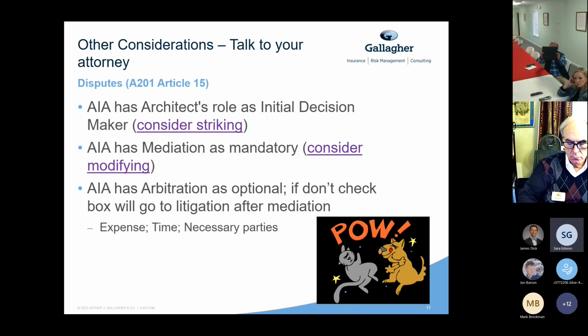Now, the rest of the presentation is not going to be focused so much on insurance, but it does have to do with risk. I am going to quickly go through it because we are running short on time, but also because I am not an attorney. Nothing in here is legal advice. It's all just from an insurance and claims perspective.